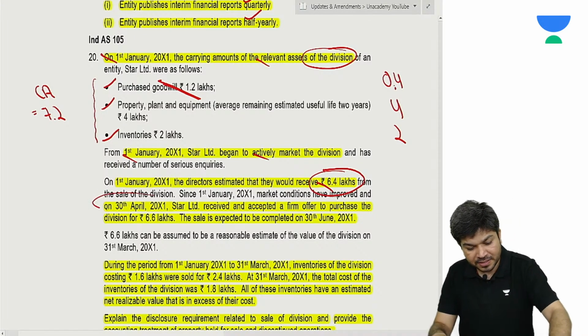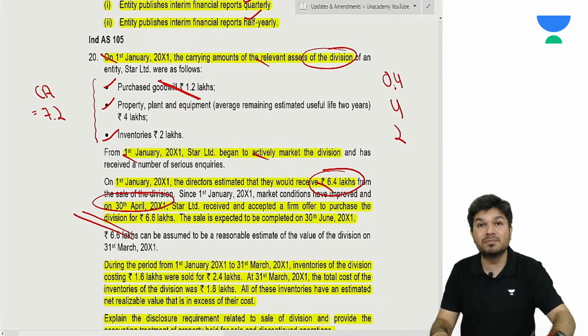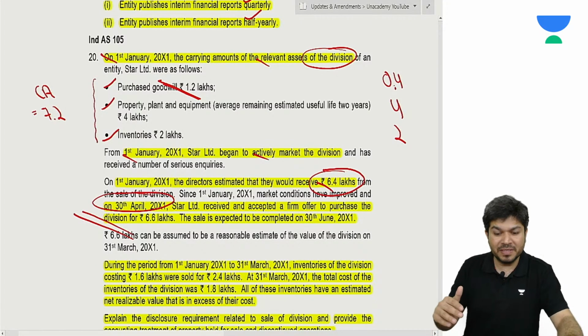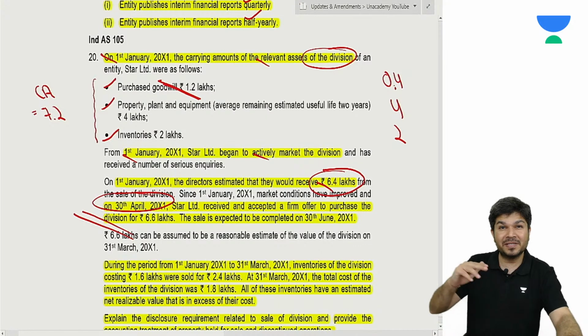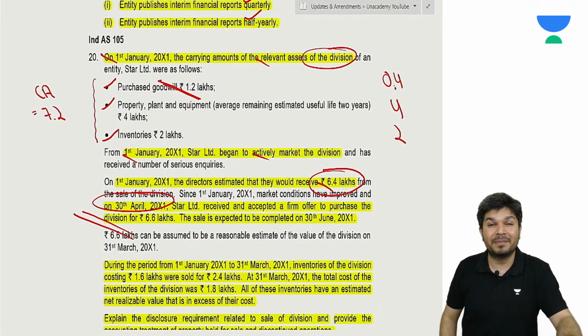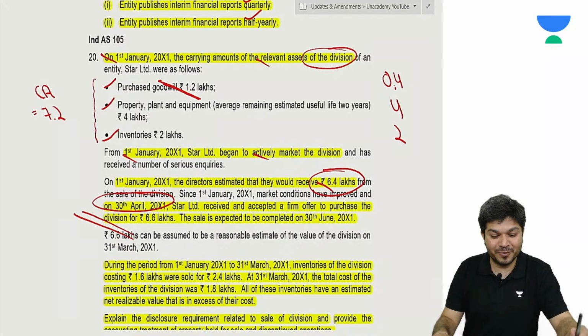Okay, later on 30th April, you got 6.6. Acha, so the 6.4 becomes 6.6. Can I say it's increasing? But I can't reverse the impairment loss of goodwill. I can't reverse the impairment loss of goodwill. That I cannot do. Okay.